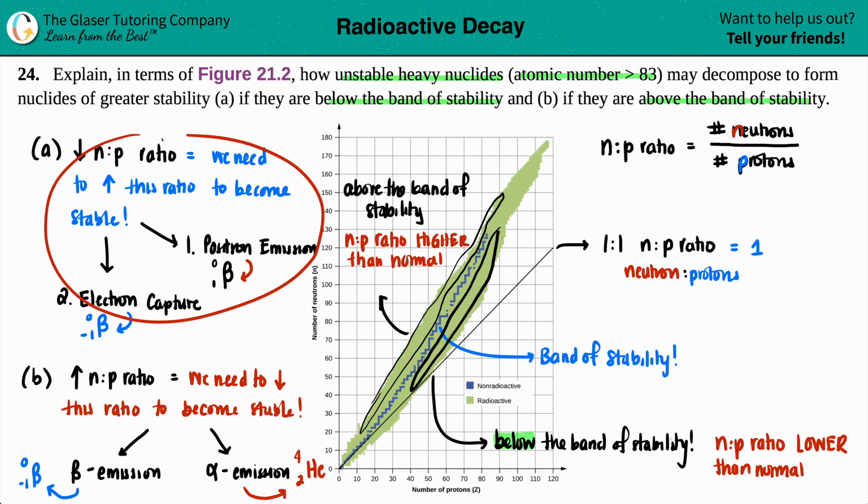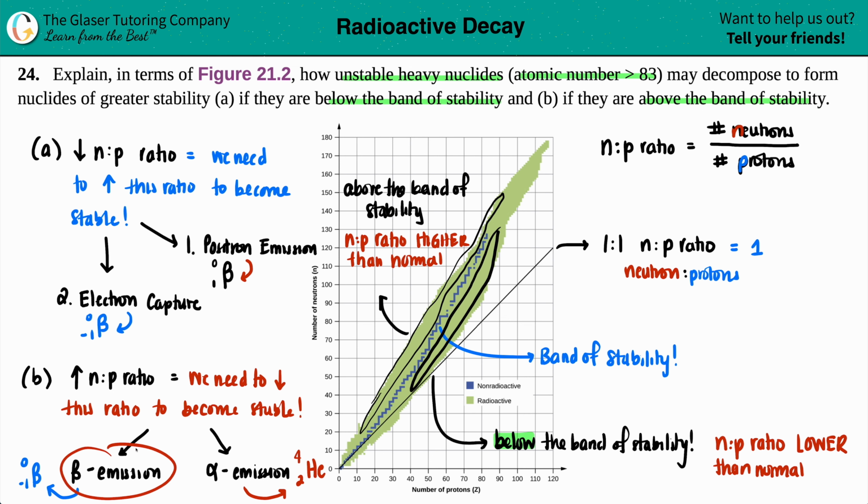So if you're below the band of stability, low N to P ratio, you'll either take an electron, you'll capture it, or you'll release a positron, and that way your N to P ratio will increase. On the flip side, if you're above the band of stability and you need to bring it down, you'll do beta emission, so you'll release an electron in the atmosphere, or you'll release a helium, and either one of them will do the trick. So, yay!